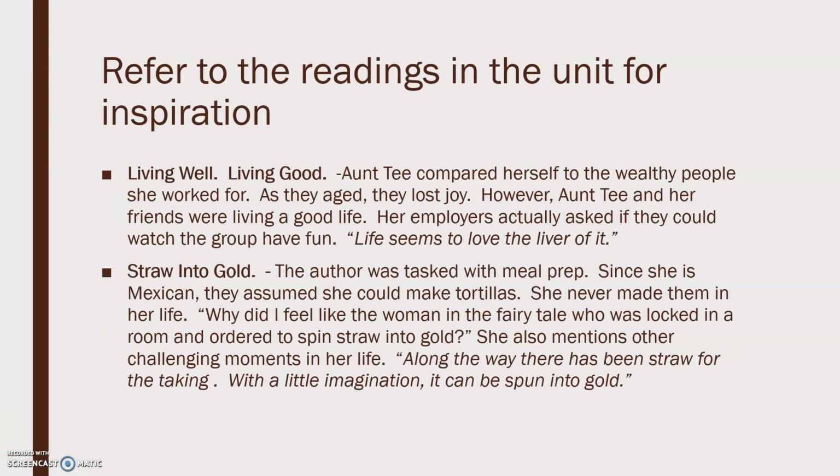So let's refer to 2 of the readings from the unit for some inspiration. The first story we'll talk about is Living Well, Living Good. In this story, Auntie compared herself to the wealthy people she worked for. As they aged, they lost joy. However, Auntie and her friends were living a good life, and her employers actually asked if they could watch the group have fun. So your analogy here is Auntie to the people that she worked for, and the thesis from this is life seems to love the liver of it. And this was actually located towards the end of the story.